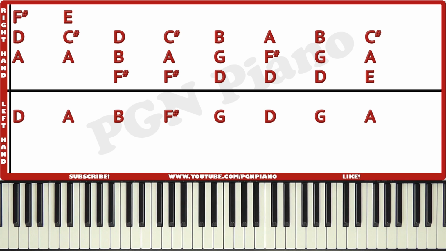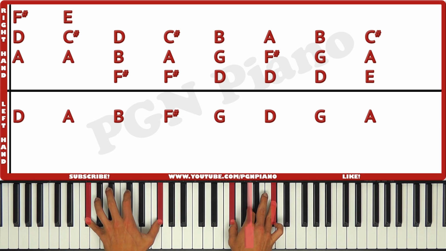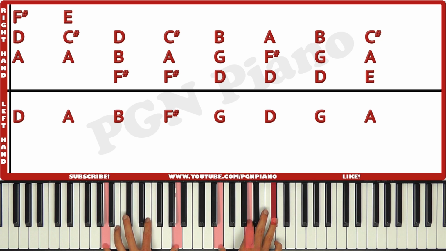Okay, so what are we doing right there? It's just a normal chord progression, and as you know, with Canon in D, you're going to add more and more and more stuff, okay? But it's just a normal chord progression. You're playing a D chord, A chord, B chord, F sharp, G, D, G, A, okay?